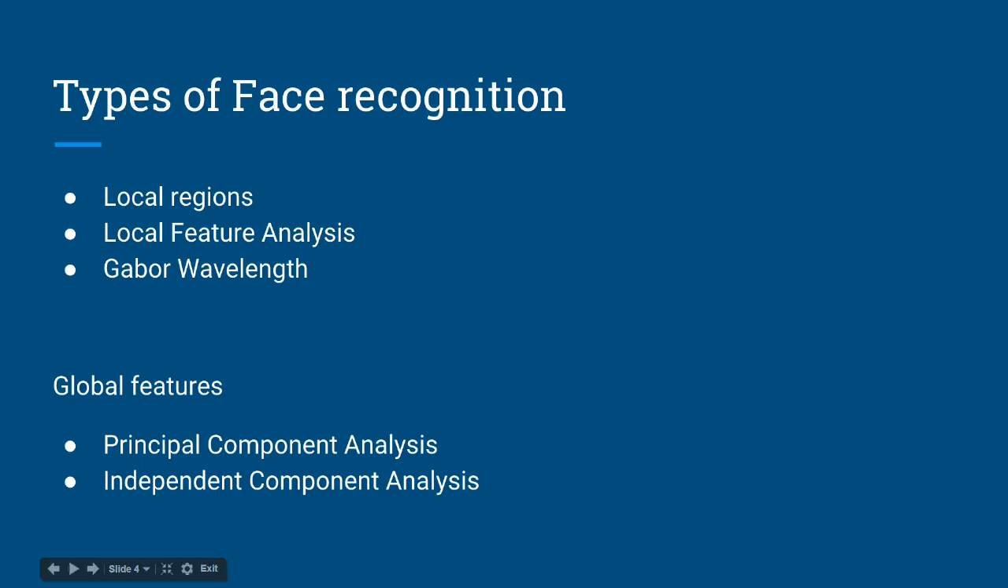Moving on to the types of face recognition, we have the local regions and the global features. In local regions, we have local feature analysis and Gabor wavelets. In local regions, we look at local aspects such as the eyes, the nose, the chin, the ears, the hair to decide if we can recognize this face or not. In global features, we have the principal component analysis and the independent component analysis, which don't look at these features, but more at the relation between these individual features on a more global level.